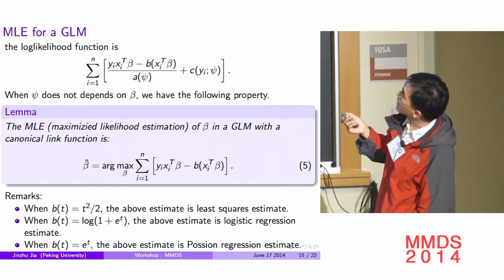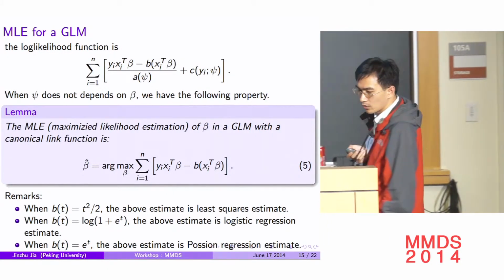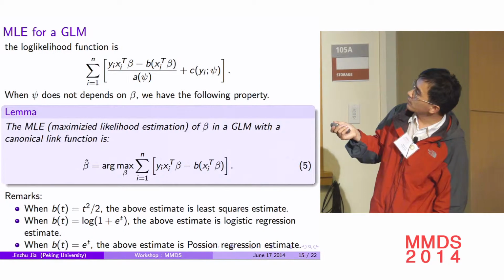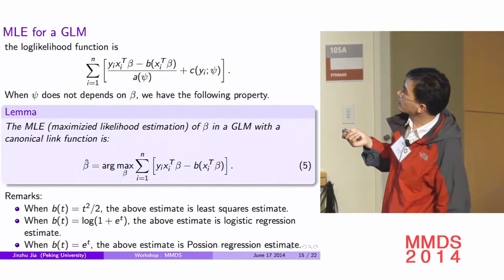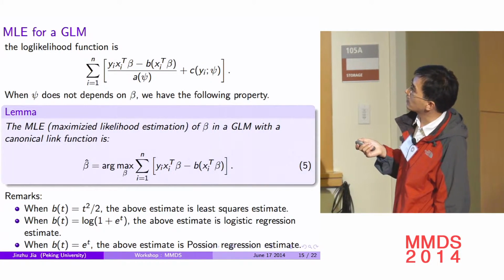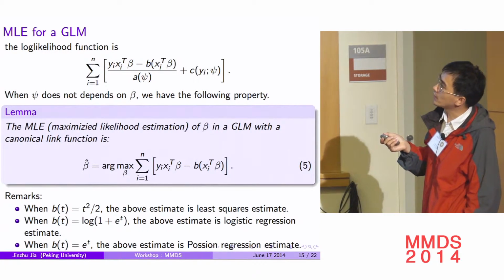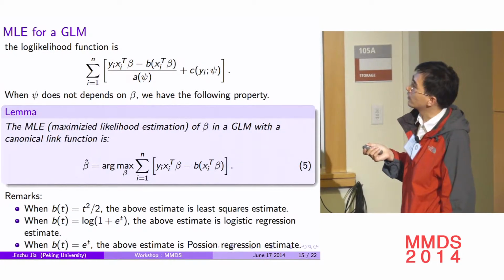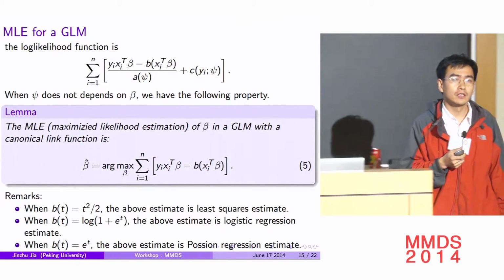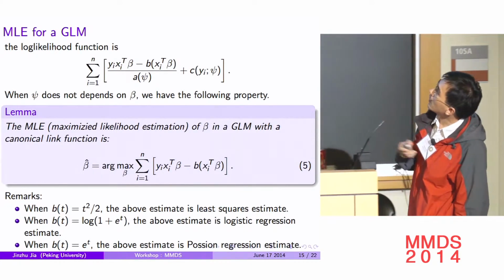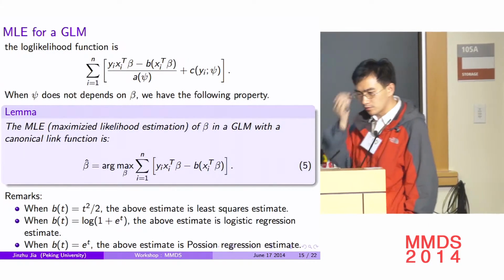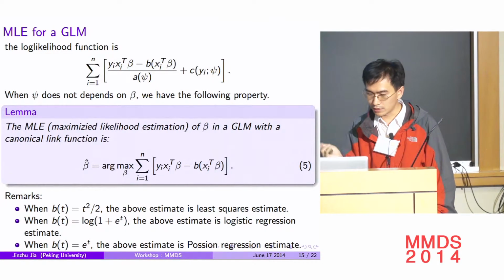So here we can see that b plays a very important role. If b is a quadratic function, then this estimator is just the least squares. If b is equal to log(1 plus exponential of t), this estimator is logistic regression. And if b is just the exponential function, then this estimator is a Poisson regression estimator. So this model contains a few other models. We call it the generalized linear models, including the least squares.